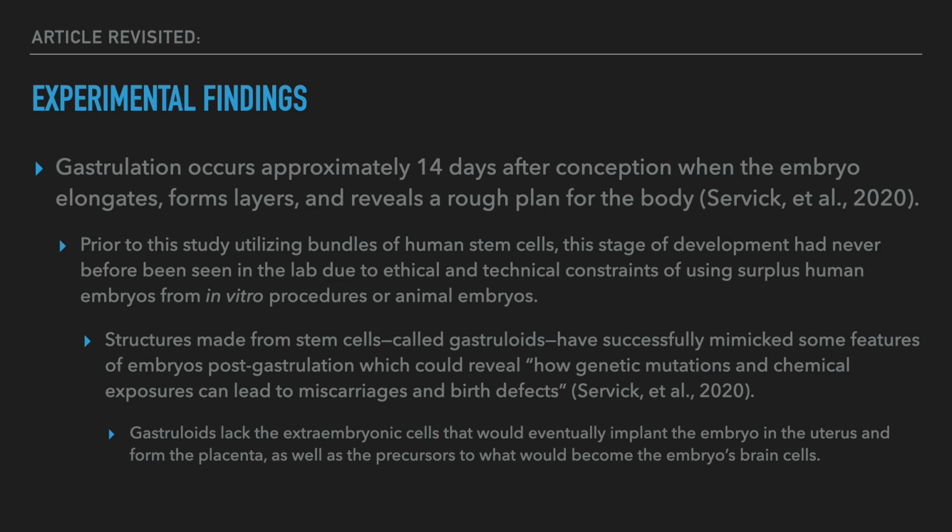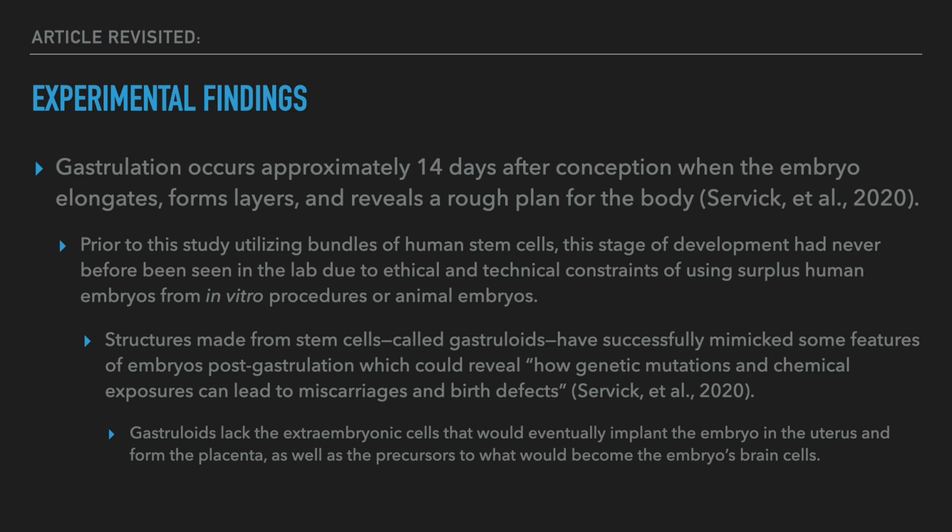Now that we understand a history of developmental embryology, let's revisit the research article and its experimental findings. Gastrulation is a process that occurs approximately 14 days after conception when the embryo elongates, forms layers, and reveals a rough plan for the body. Prior to this study utilizing bundles of human stem cells, this stage of development had never before been seen in the lab due to ethical and technical constraints of using surplus human embryos from in vitro procedures or animal embryos.